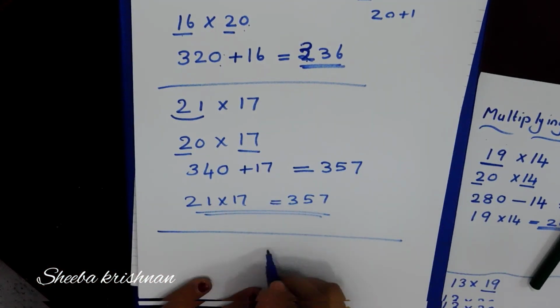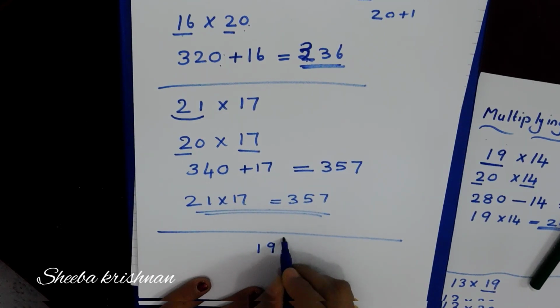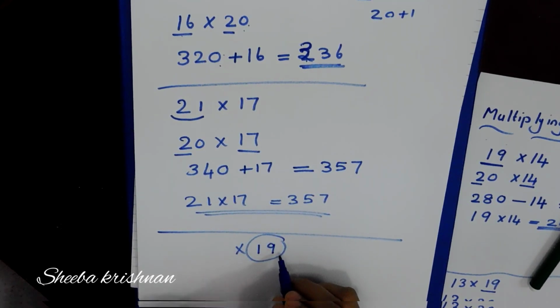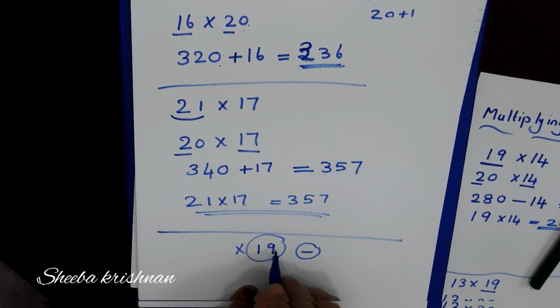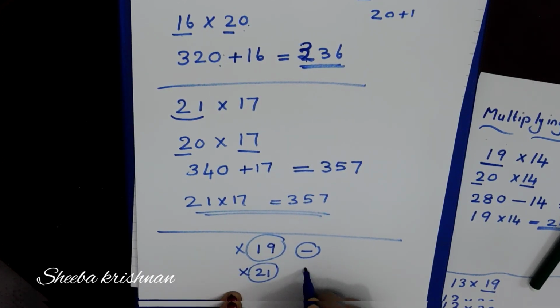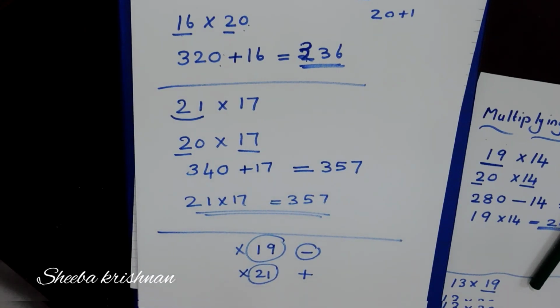So when we are multiplying by 19, we will first multiply by 20, then we will subtract the other number from it. When we multiply by 21, first we will multiply by 20, then we will add the other number one time.